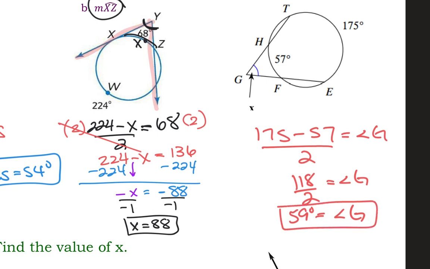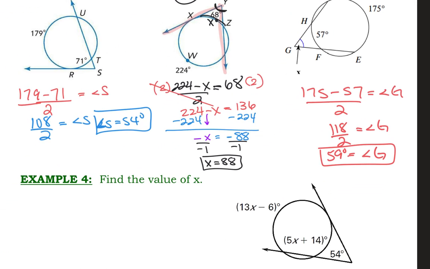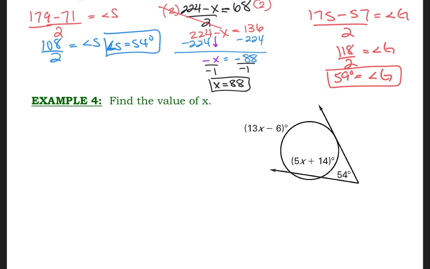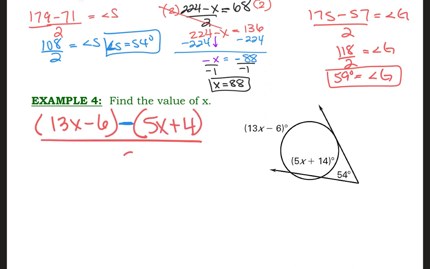All right, we're going to do one last one together. I'm not going to have you do the last one by itself. This one is slightly tricky because you have to remember one property from Algebra 1, okay? So let's just plug in what we have. What's my big arc? 13x minus 6. Then you're going to minus your smaller arc. What's our smaller arc? 5x plus 14. And then all of it divided by 2 should give me 54.